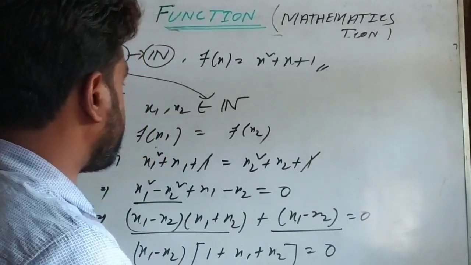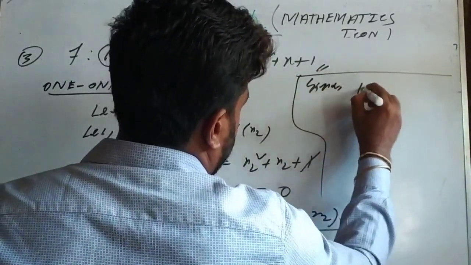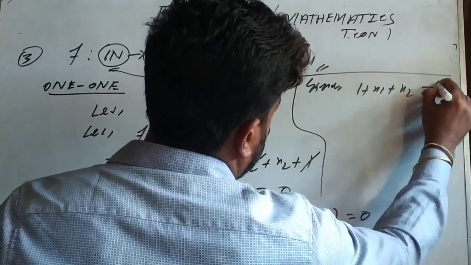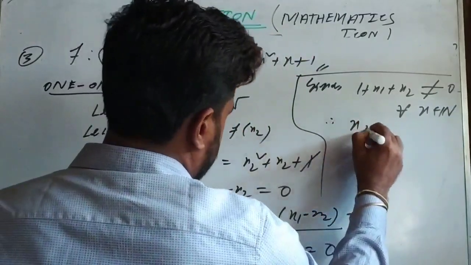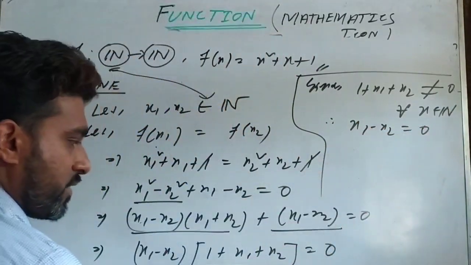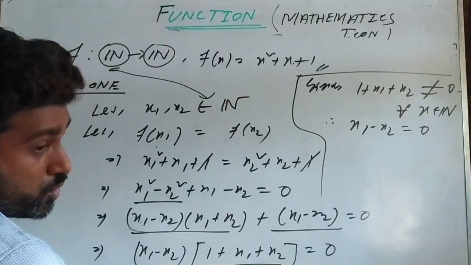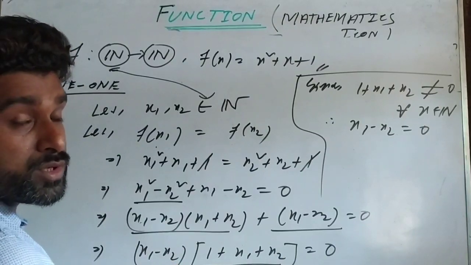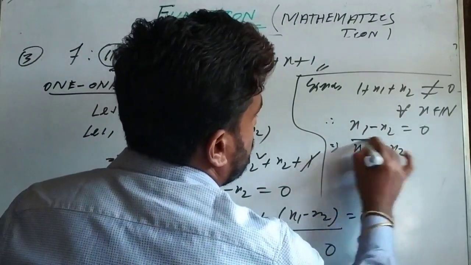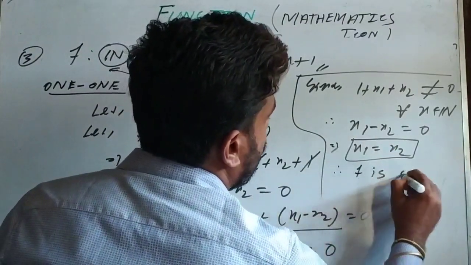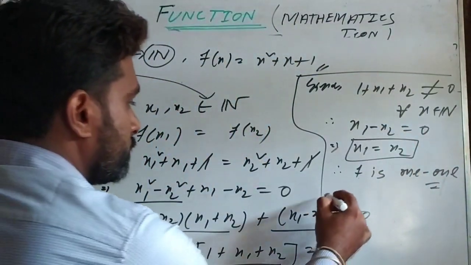So just you have to write this line. Since 1 plus x1 plus x2 is not equal to 0 for all x belonging to the natural numbers, so x1 minus x2 equals to 0. If one factor is not 0, the other factor will basically be equal to 0. Last day also we solved this type of question. So there you see x1 equals to x2. That means f is one-one. F is what? One-one. Alright?